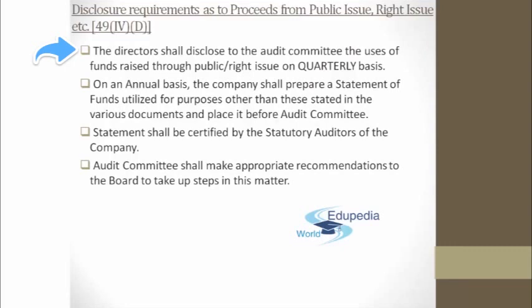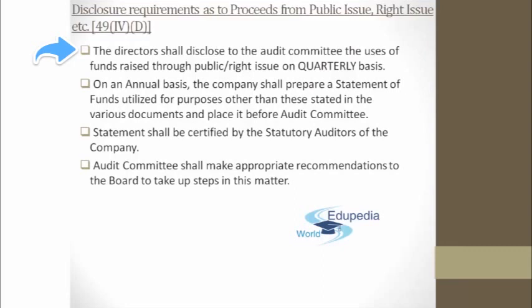The directors shall disclose to the audit committee the uses of the funds raised through the public or rights issue on a quarterly basis. Number 2, on an annual basis, the company shall prepare a statement of funds which are utilized for purposes other than those stated in the offer document, prospectus or notice, and it should be placed before the audit committee. Again, let's suppose there is a situation wherein, for the purpose for which the company made a public issue, rights issue or preferential issue, the company was somehow not able to utilize those funds for that particular purpose which they specified in the offer document or prospectus or any other document.